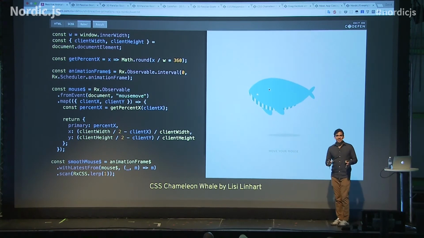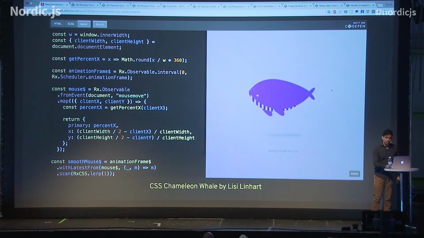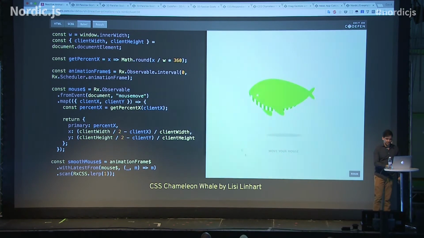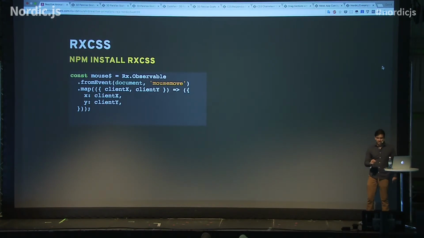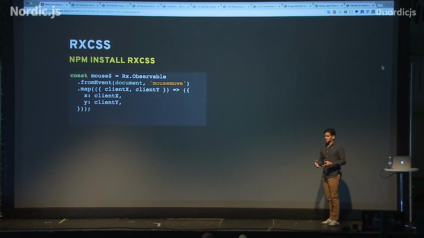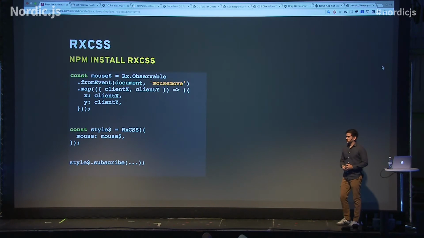And so this isn't just limited to movement. This is a really cool demo by Lizzie Linhart, where when you move your mouse, the emitted values are then converted to colors. And so by moving your mouse, this chameleon whale changes color. And what's awesome is this is using a library that I created about a year ago called RxCSS. It's just a very tiny utility library. I don't care if you use it, don't worry. I won't be offended if you don't.